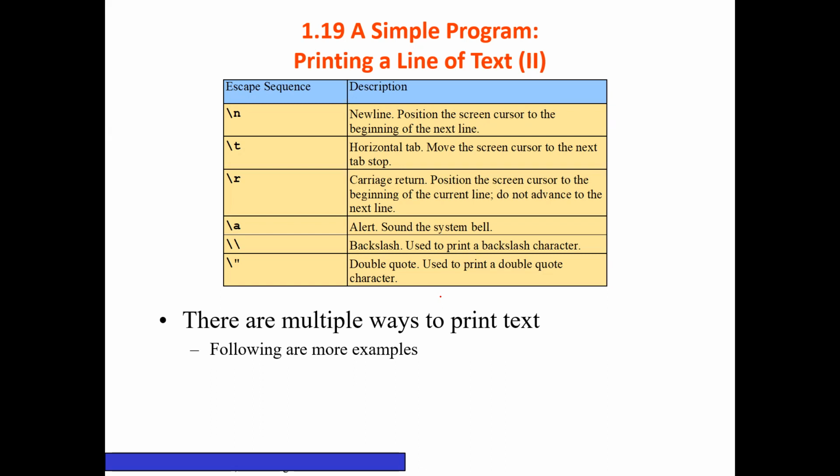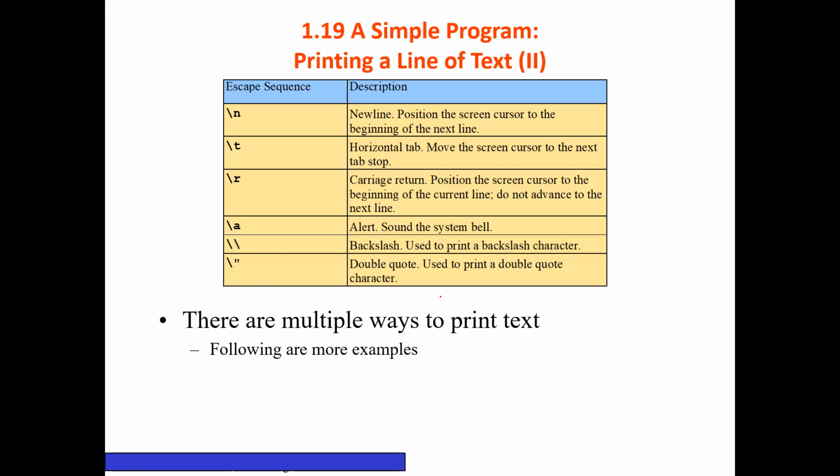Slash r is called carriage return. And this means sometimes after printing or after accepting your input, the cursor will be moving to a new line. And if you want to stop that moving of cursor to a new line, you can use a slash r. Slash a is for an alert. A small beep sound will be generated if you use slash a.